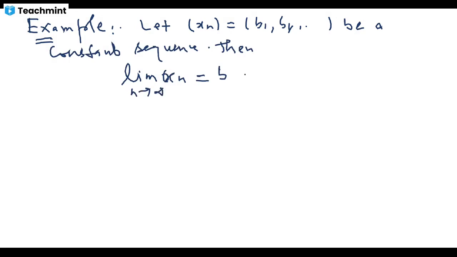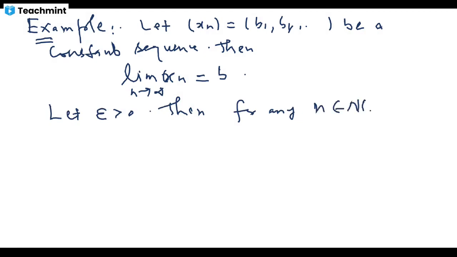See, we will just use the definition. Let us take some epsilon to be a positive number. Then for any n in N, let us look at this distance, xn minus b. What is this thing? xn is b, because each term of the sequence is equal to b, so it is b minus b, and it is equal to 0.